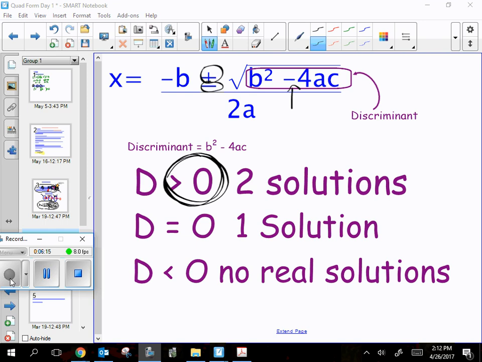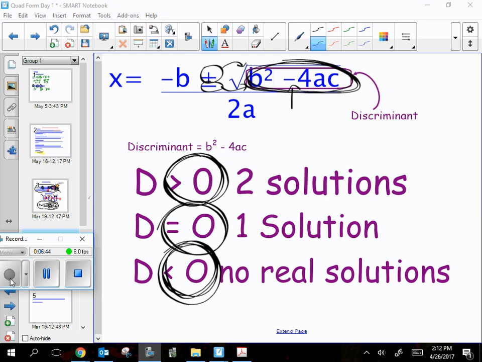If the discriminant, if this number comes up to a 0, then you're only going to have one solution. Because when you add 0 or subtract 0, you get the same exact thing. So doing the big old formula becomes easier because you're just adding or subtracting 0. That's why there's only one solution. So if it comes out to 0, you get one solution. And if it comes out less than 0, then there aren't any solutions.